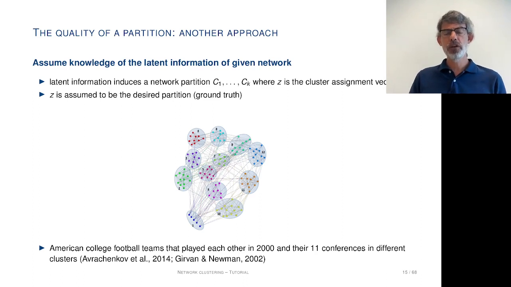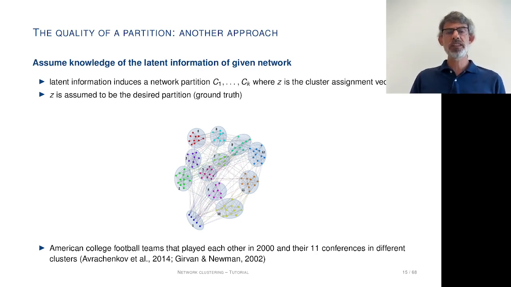So every edge represents a match between two teams, and every node represents a school, a university. And the different clusters, the different colors here, represent the different leagues that these universities belong to. And you can see that teams play within their league and with teams outside the league. So lots of edges inside the league and edges outside the league.